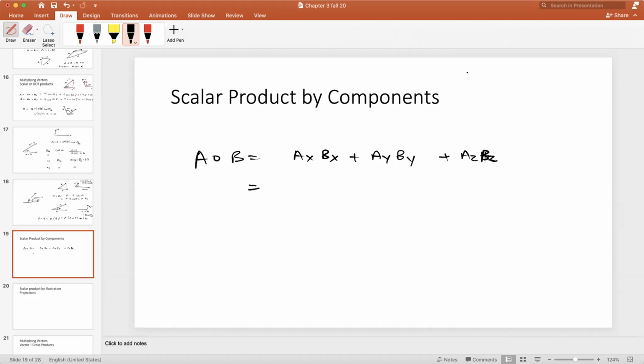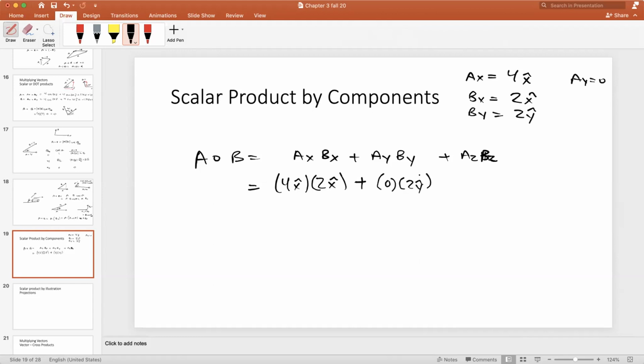So let's say that AX is 4 in the x hat, and BX is 2 in the x hat, and BY is 2 in the y hat, for whatever reason. I don't really care. And I don't know the angle between them. I can find the angle between them actually, and I'll show you how to do that. But these are the components I'm given, and I want to know what A dot B is. AX is 4x hat times 2x hat plus AY is 0. There is no AY. So this is 0 times 2y hat, right? And I'm leaving these terms off because this term is also 0.